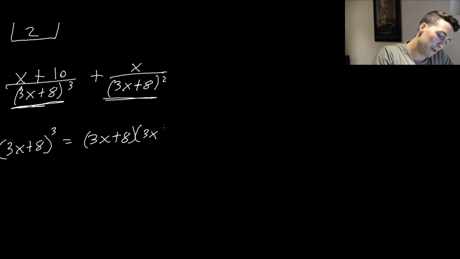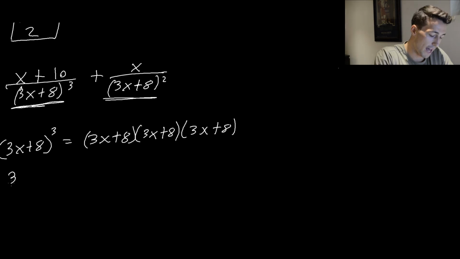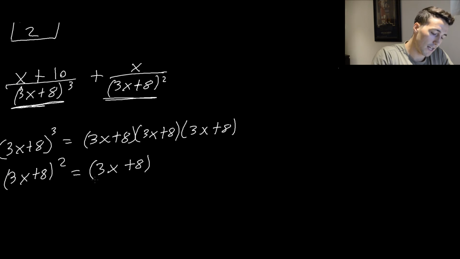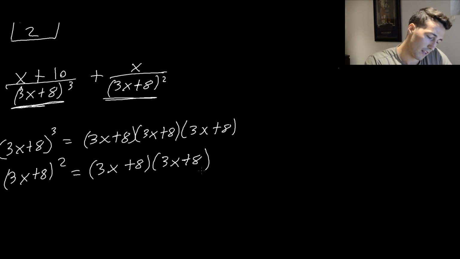If I were to rewrite 3x plus 8 cubed, I could write it as 3x plus 8 times 3x plus 8 times 3x plus 8. And this would be equivalent. We also have a 3x plus 8 squared here, which could also be written as 3x plus 8 times 3x plus 8. So what we see is that the denominator on this expression here is missing only a 3x plus 8 to be common to the other one.